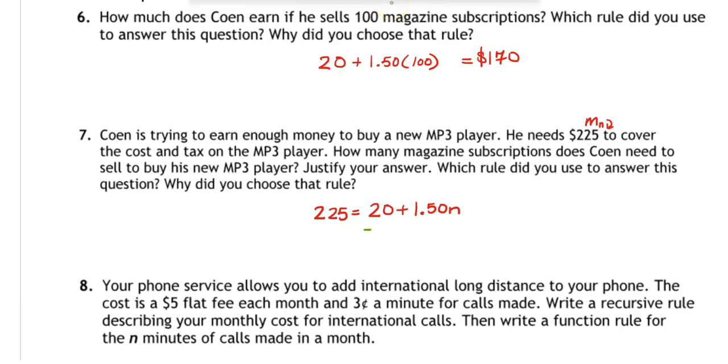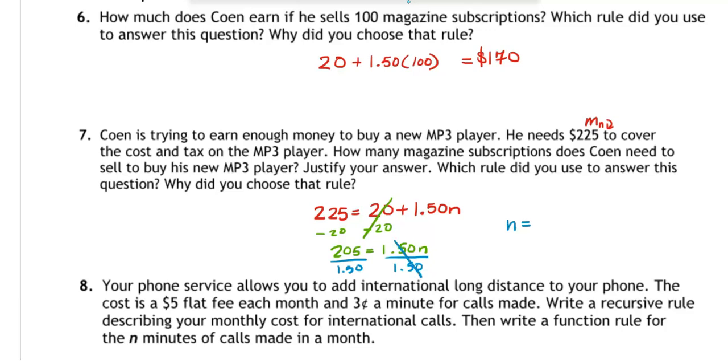So if I go ahead and do that, I'm going to subtract 20 from both sides. And that's going to get me 205 is equal to $1.50 times n. And then I would solve for n by dividing both sides by $1.50.